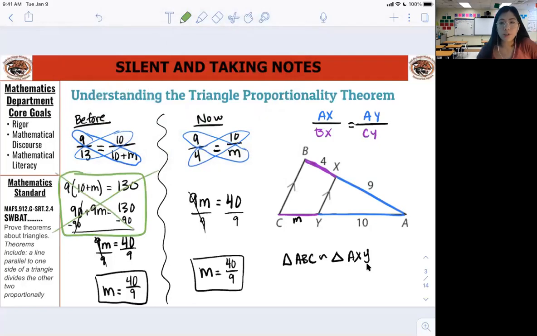So the triangle proportionality theorem is actually super useful because it allows us to get our answers much more quickly and much more easily. It's like a little shortcut. So it's actually really, really nice. It's very useful. Any questions on why it works or anything like that?